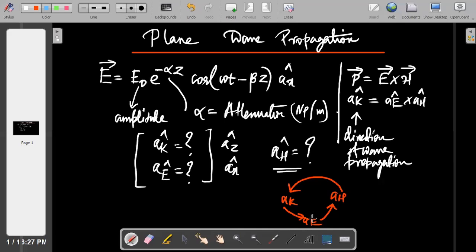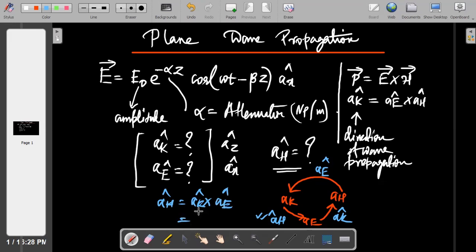So what I can write, a_E cross a_H is your a_k, correct? So this will be your a_k. And this will be what? a_H and a_k, this will be your a_E. In this way you do. a_k and this one will be a_H. So if you know this thing, you can easily answer the question, correct? Now what I asked, a_H. a_H is this one. So what to do? a_k cross a_E. So a_H is nothing but a_k cross a_E.